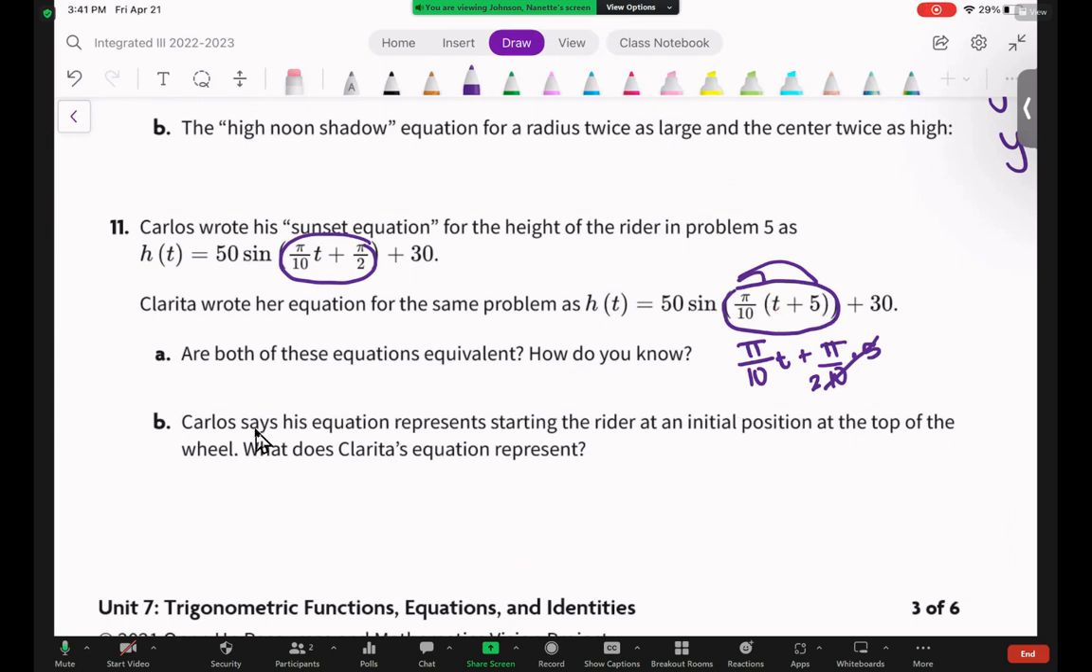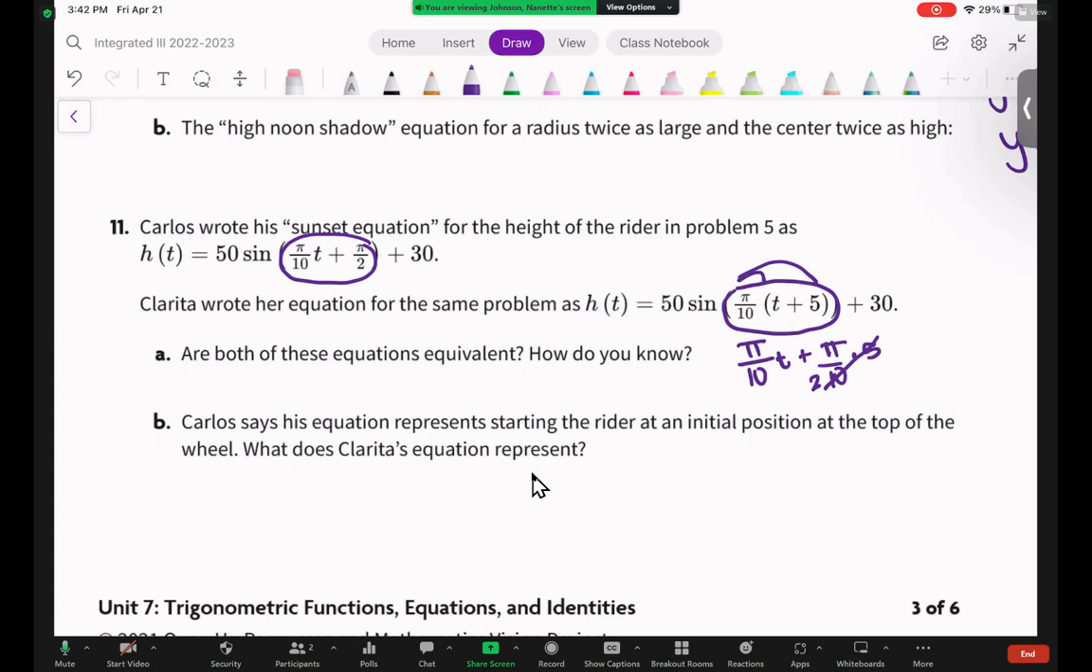So Carlos says his equation represents starting the rider at an initial position at the top of the wheel, right? Because there's that pi over 2. What does Clarita's represent? So it's not going to represent the position. So here's the speed. Remember that this is how fast the wheel is traveling, pi over 10 radians per second. And then here's your seconds. So this must be seconds. So this is a 5 as in 5 seconds.